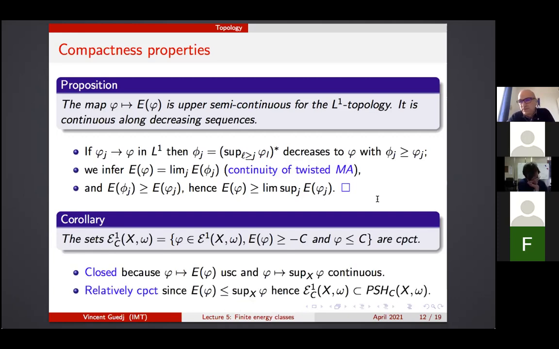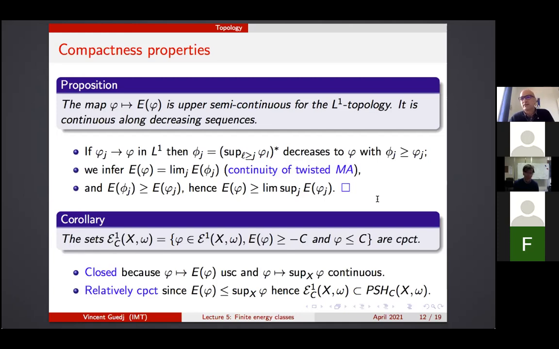Now, the relative compactness follows from something I already said last week, namely that once you are in E1C, then the supremum stays bounded in between minus C and C. Hence, E1C is a subset of a much larger class, which is PSH_C of X, omega. And this class, I explained last week, is compact for the L1 topology. So on one hand, E1C is relatively compact by this second information. And on the other hand, it is closed by what I just discussed. So it is a compact subset for the L1 topology.